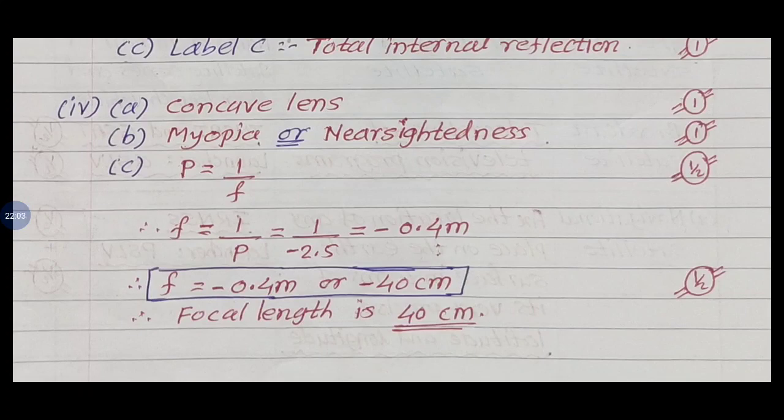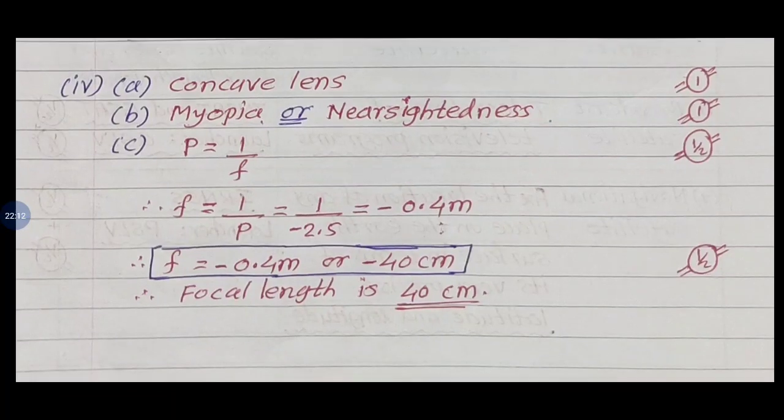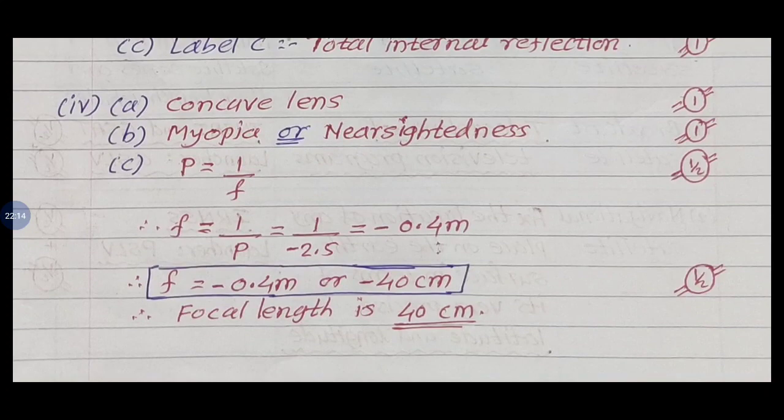Option number C. Power P is equal to 1 upon focal length. So for focal length, interchange these letters. Focal length is equal to 1 upon power, equal to 1 upon minus 2.5, as given there. So minus 0.4 meter. Convert into centimeters, so minus 40 centimeter. Final answer also you write in words. Focal length is 40 centimeter.